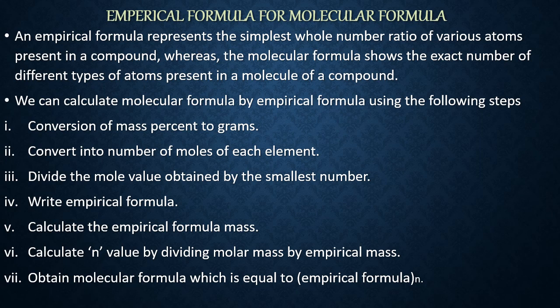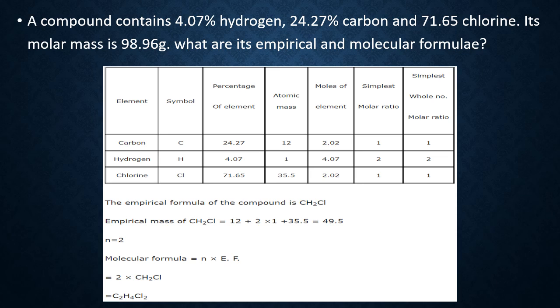Okay. So using the percentage composition and atomic mass, we will go for the calculation of empirical formula. Then we will go to the molecular formula. Examples make it clear. First example: a compound contains 4.07% hydrogen, 24.27% carbon, and 71.65% chlorine. Its molar mass is 98.96 gram. What are its empirical and molecular formulae?